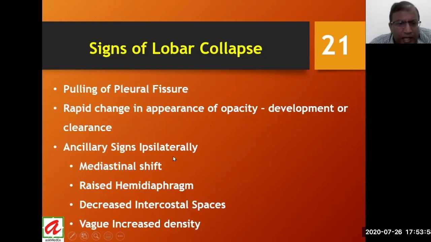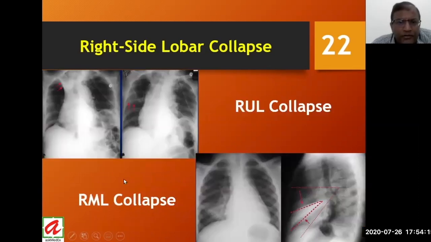The ancillary signs are ipsilateral mediastinal shift, ipsilateral raising of the hemidiaphragm, the decrease of the intercostal spaces on the side of the opacity, and at times there is a vague increase in the radiodensity of the lungs. So now let us see a few examples.